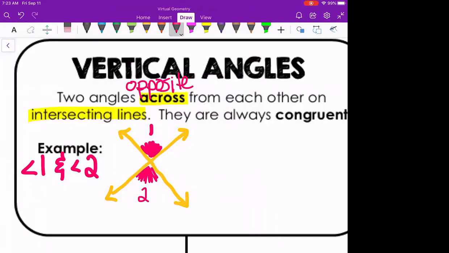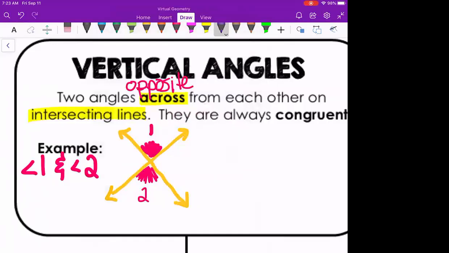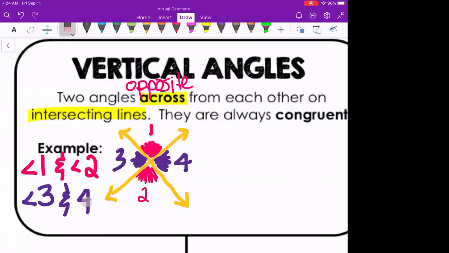So those would be a set of vertical angles. We could also go the opposite direction here. And over on the left side, we'll call that one angle 3. Well, if angle 3 is in the left position, I need the opposite of that, which is the right position, which would be where angle 4 is. So that one would also be a vertical angle pair.